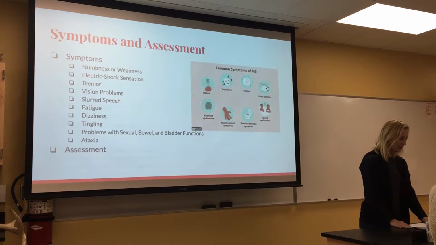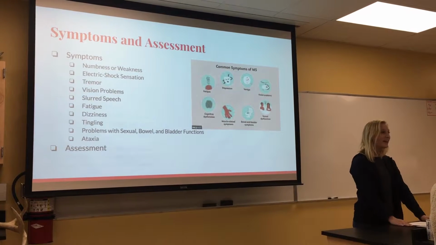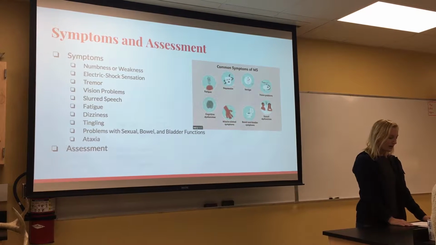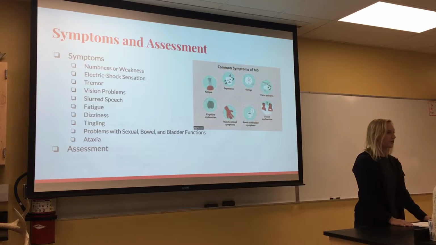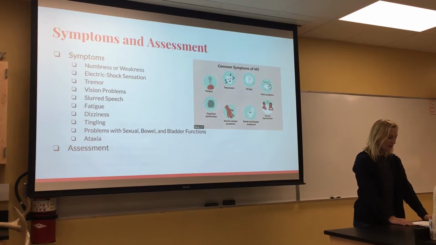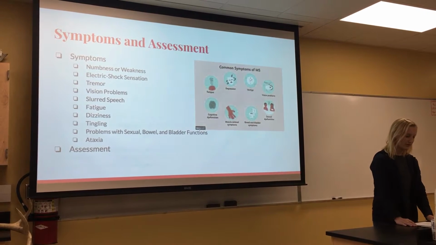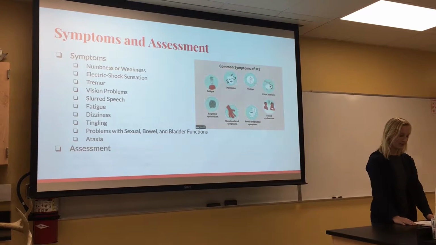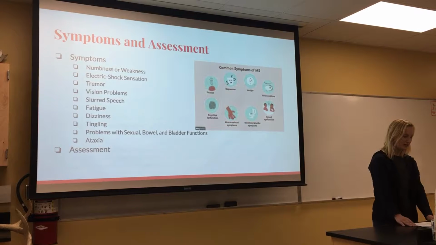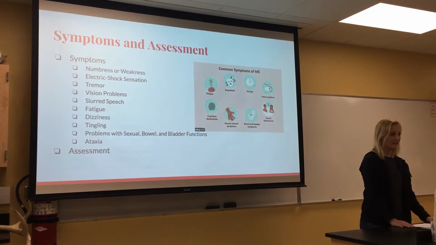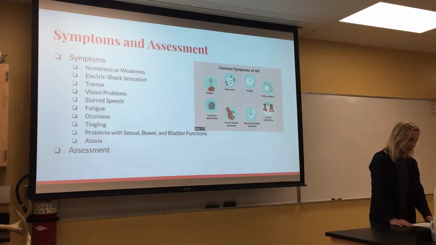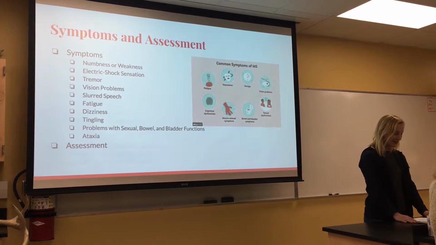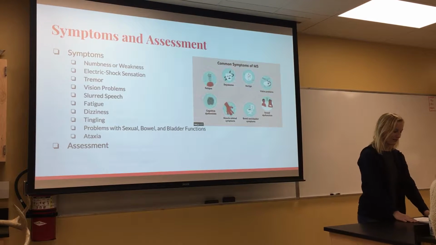So with multiple sclerosis, the signs and symptoms may differ greatly from person to person and over the course of the disease, depending on the location of the affected nerve. Some symptoms include numbness or weakness in one or more of the limbs. Typically, this occurs on one side of the body at a time or in the legs and trunk. It has electric shock sensation that occurs with certain neck movements.